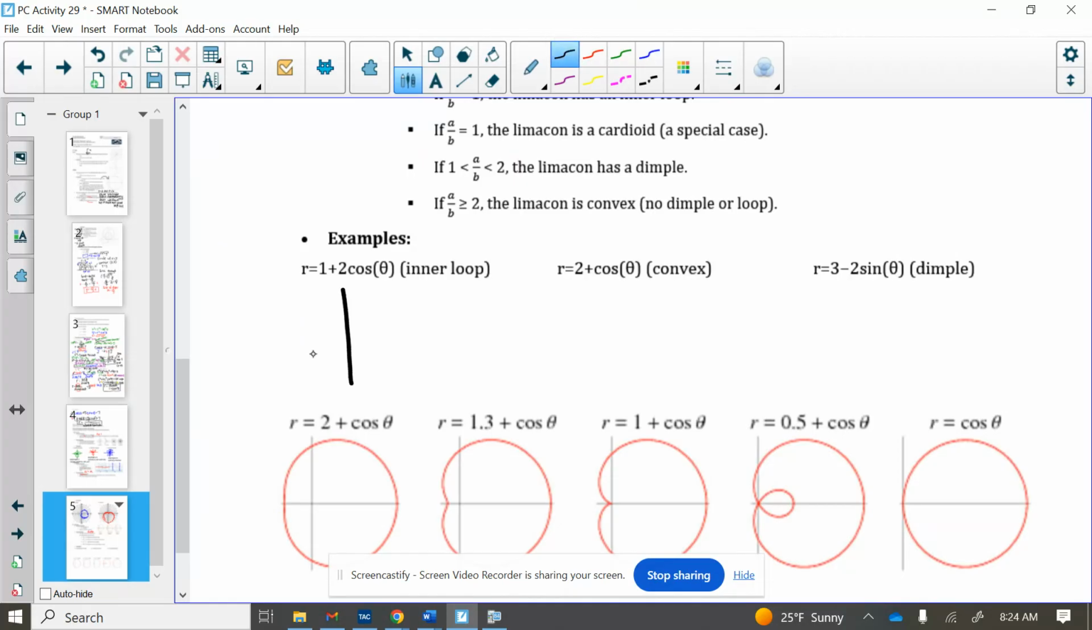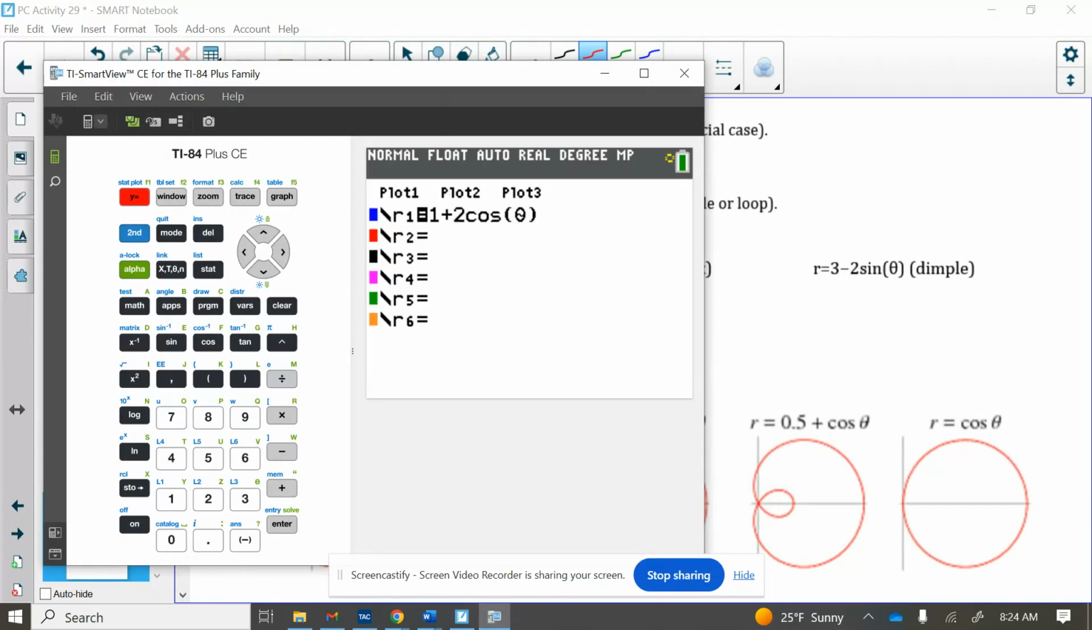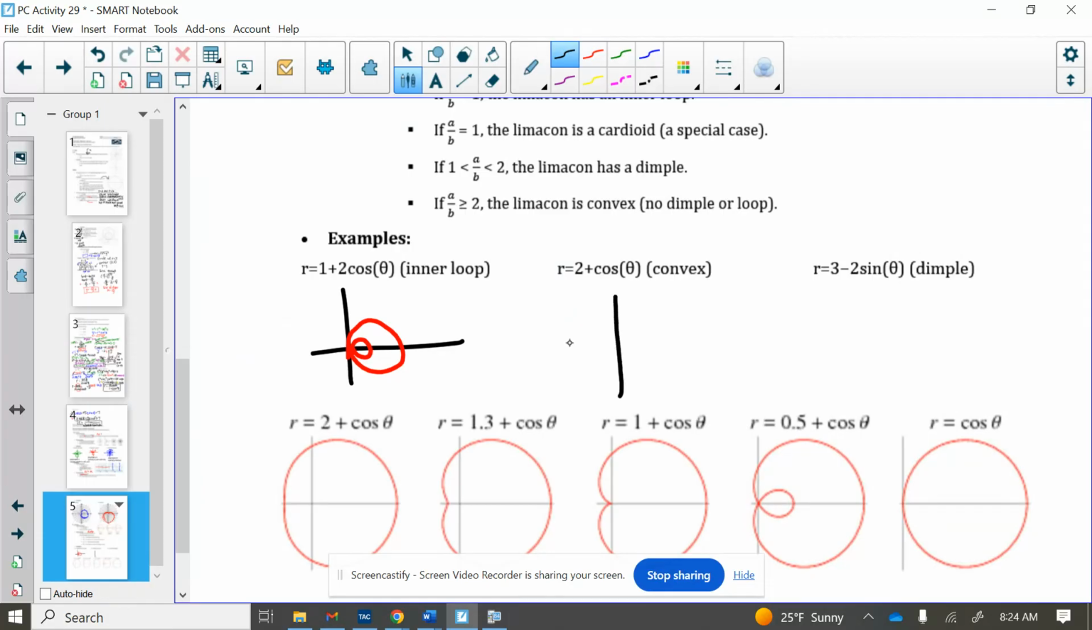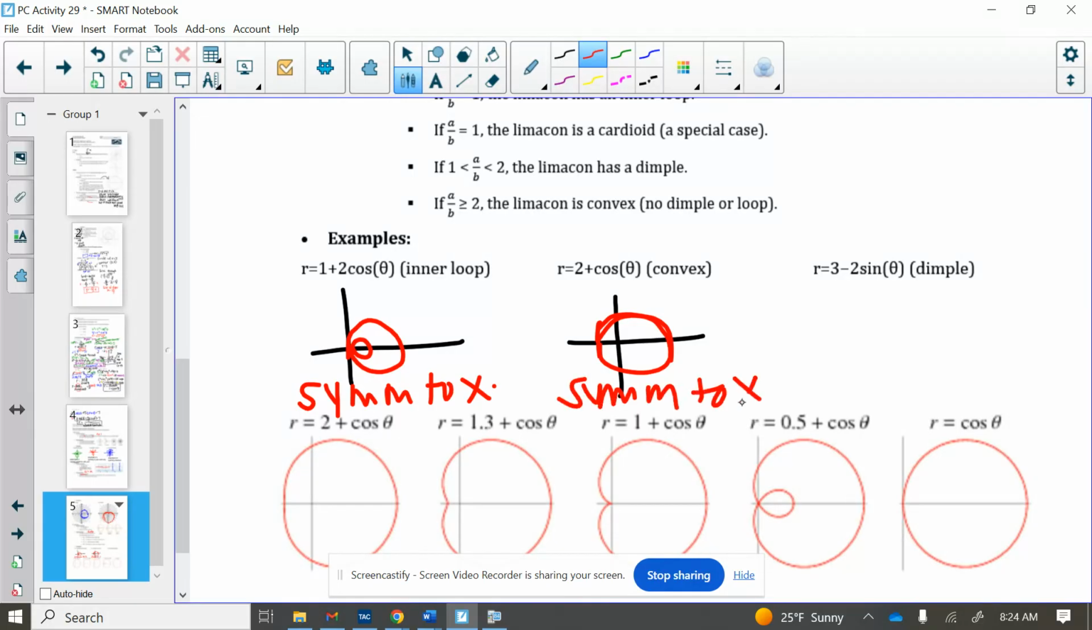So just a quick sketch here, you would have this looped nature on the inside, and it kind of goes around. 2 plus 1 cosine theta then, if we flip those around, this is where we see that convex one. So instead, it's not a full circular shape, but it kind of flattens out, and then otherwise has, again, the symmetry to the x-axis for both of these. So symmetric to x, symmetric to x.